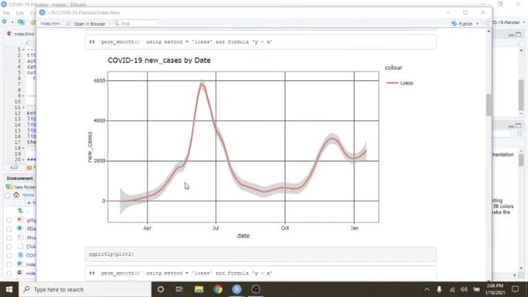Let's take a look at cases here for a moment. You can see you had the biggest spike back here in May, June, and July. A spike here, but now it trended downward, and now it's starting to climb back up.